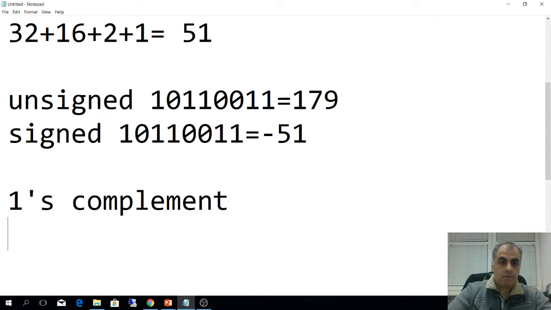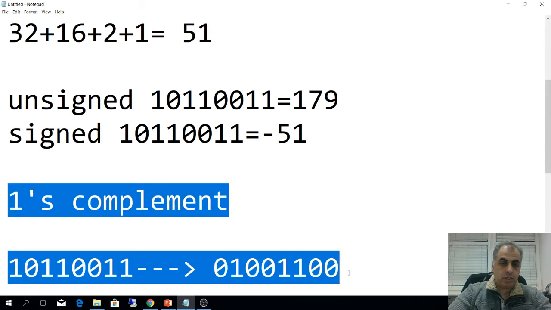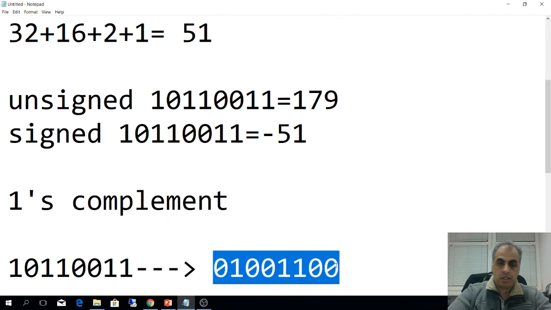Ones complement means 10110011 can be converted by using ones complement. All ones become 0, all zeros become 1. So as you see, 1 becomes 0, 0 becomes 1. When we talk about ones complement, it is the opposite of this number that is becoming that number.